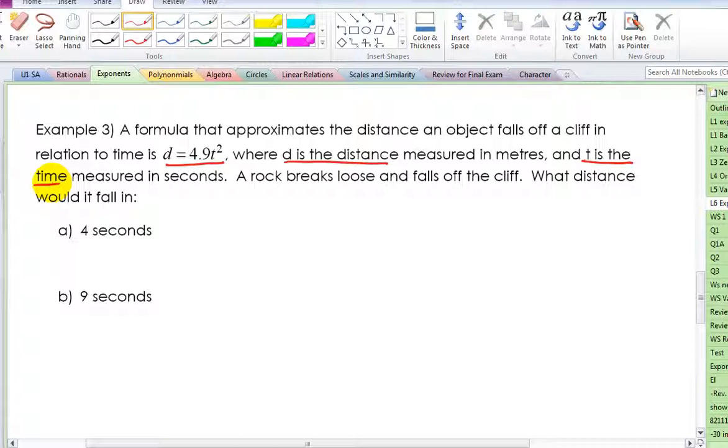Okay, so what we have is a formula to measure the distance a rock falls when you throw it off a cliff, based on time. The formula is d equals 4.9 times t squared. Let's start by writing down that formula. It doesn't mean write something different than I did. It means write exactly what I wrote, exactly how I wrote it.